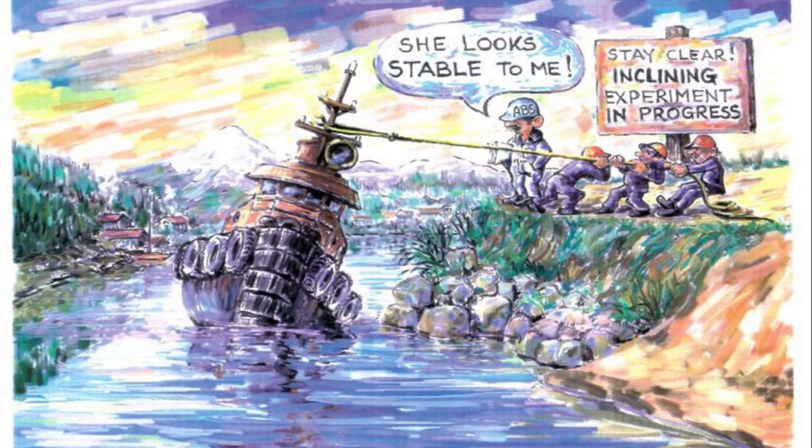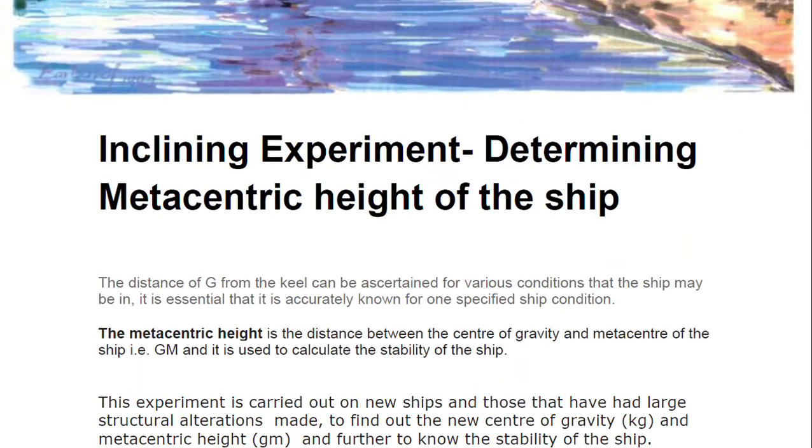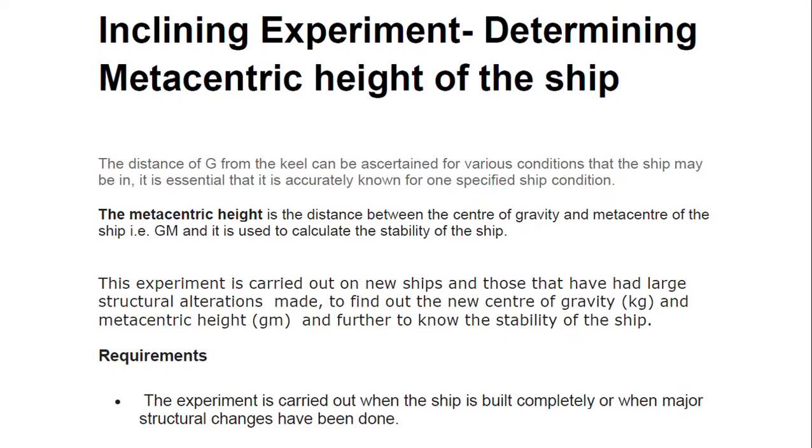What is an inclining experiment? Why are we doing an inclining experiment? What are the conditions? What are the precautions? And what is the instrument that is used to conduct this experiment? All these things are directly or indirectly related to the stability aspect of the ship, which is very important. That is damage stability. Okay, so we move on and we see the inclining experiment.